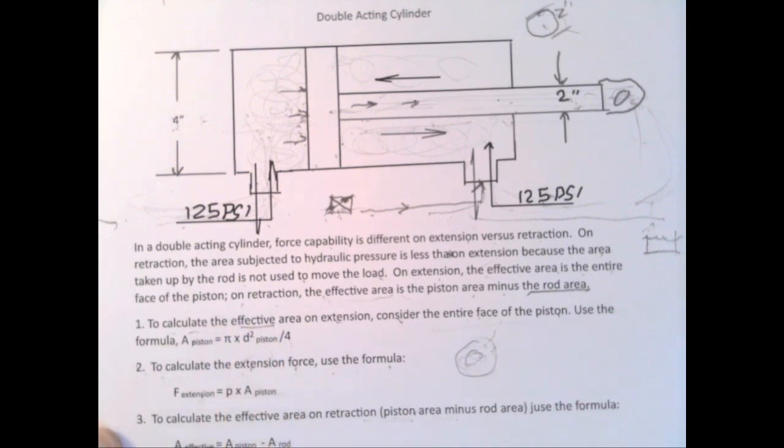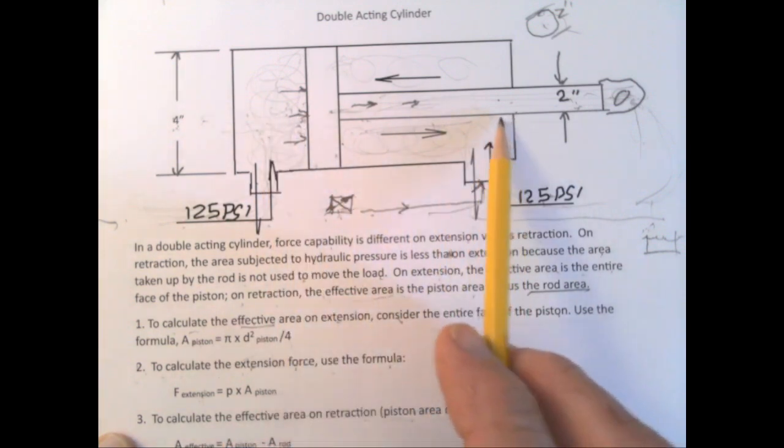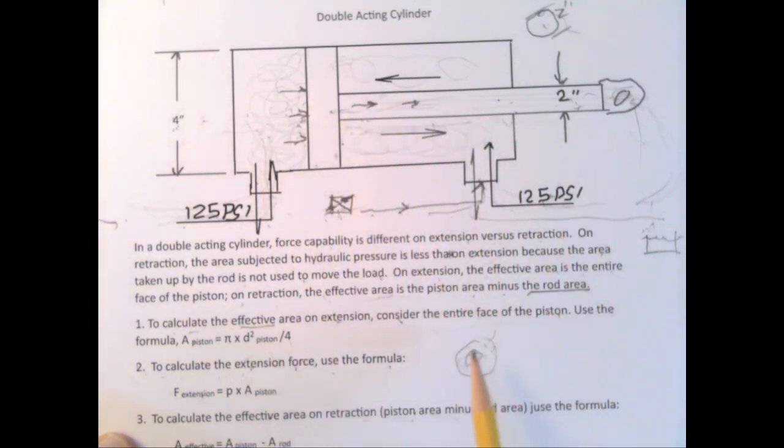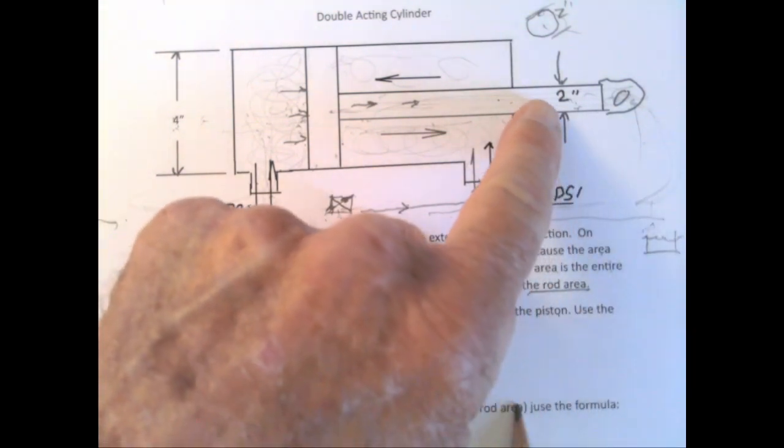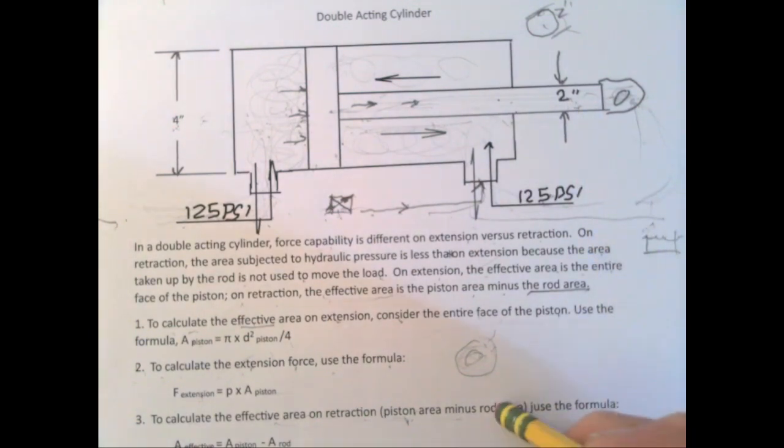I'm going back and forth a little bit here. To calculate the effective area, that means what's left. What's left this way is everything. What's left this way is the annular area. To calculate the effective area on retraction, that would be piston area, what you got up here, minus rod area, what you'll get when you calculate the area for a 2-inch circle.